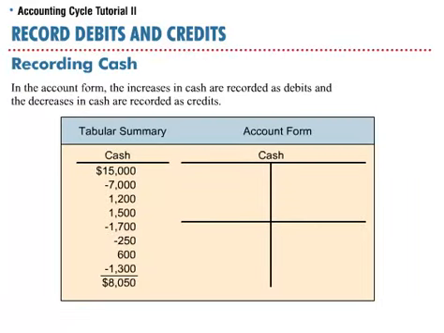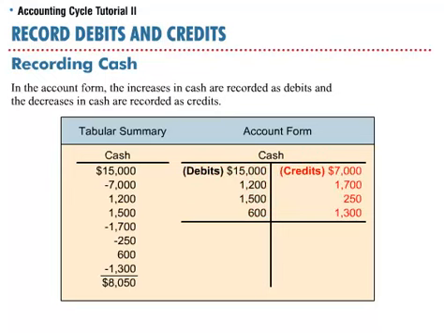The procedure of recording debits and credits in an account is shown for the cash transactions of SoftBite. The data is taken from the cash column of the tabular summary. Every positive item in the tabular summary represents a receipt of cash. Every negative amount constitutes a payment of cash. In the account form, the increases in cash are recorded as debits, the decreases as credits. The account balance, a debit of $8,050, indicates that SoftBite has $8,050 more increases than decreases.